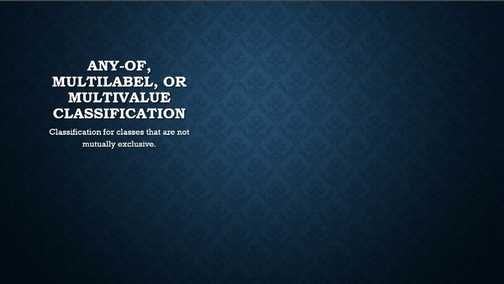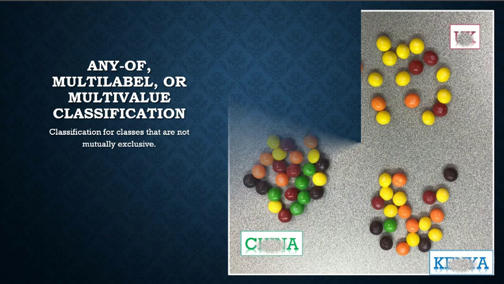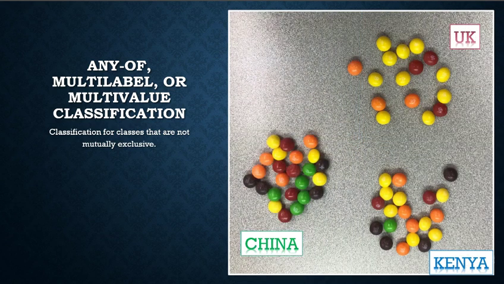It is sometimes said that the classes are independent of each other, but this is misleading since the classes are rarely statistically independent. Let's look at our favorite Skittle examples. This blue one here could be any of the 3 groups, or any 2 of them, or none of them. This is the any-of classification.